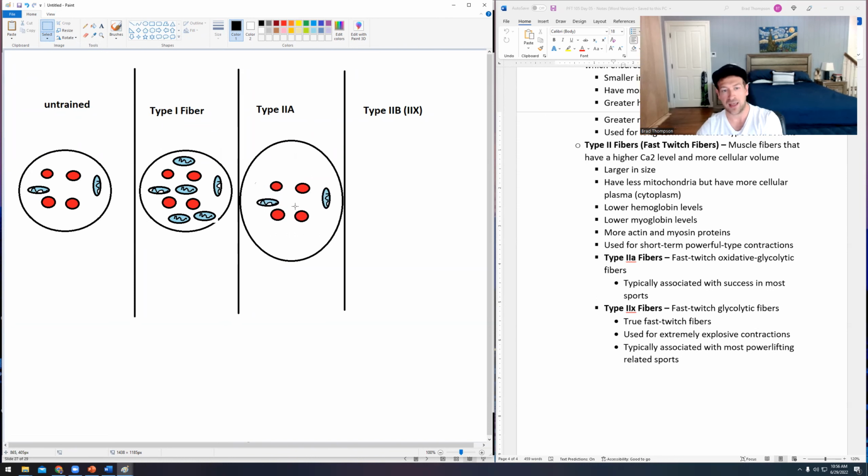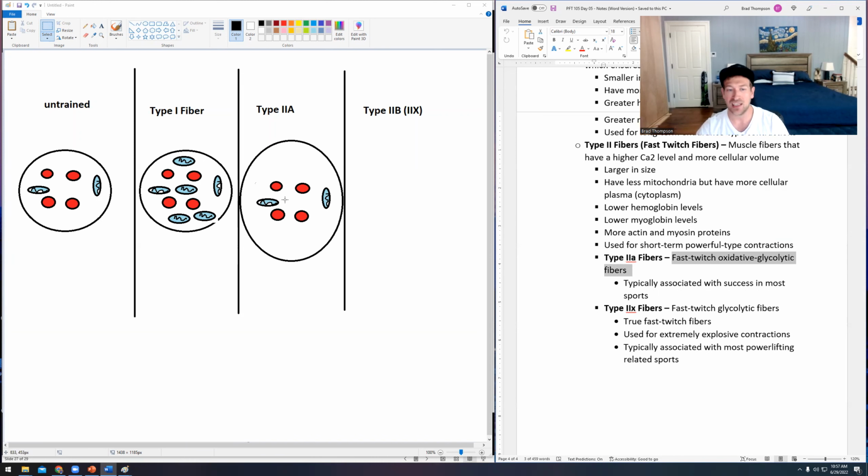Like there's just more empty space, right? And that empty space is where the energy production is happening in a type 2A muscle. So we call type 2A muscle fast twitch because it is fast twitch, but it's also oxidative glycolytic fibers, meaning that in all that fluid, it's able to output energy relatively quickly and relatively good.